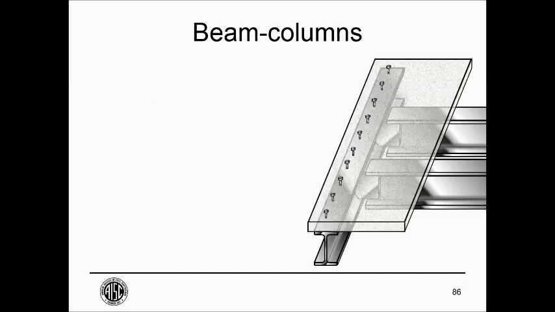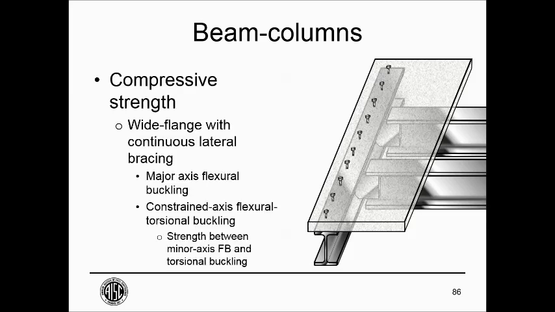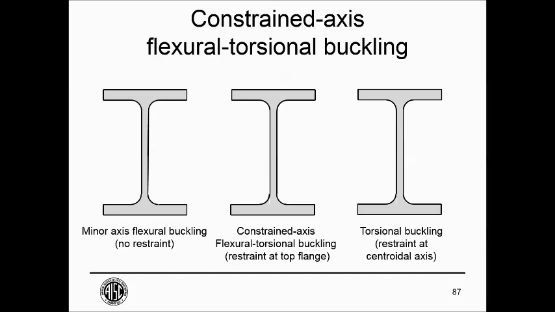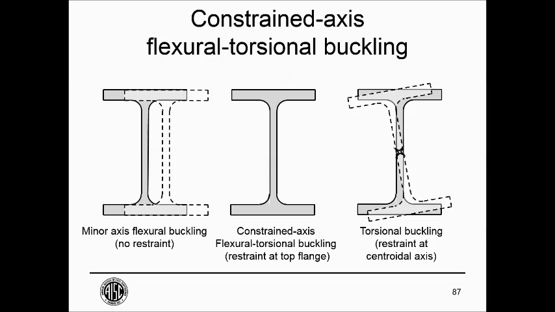This is a fairly typical condition where we have a composite deck on top of that member. We still could have major axis flexural buckling. We can't really have minor axis flexural buckling because that top flange can't move laterally, and that's not really torsional buckling. It's something we call constrained axis flexural-torsional buckling, and I'll show you what I mean here. Minor axis buckling, both flanges move laterally. Can't have that with the deck on top. Torsional buckling, both flanges move laterally but in opposite directions. Can't really have that with the composite deck on top.